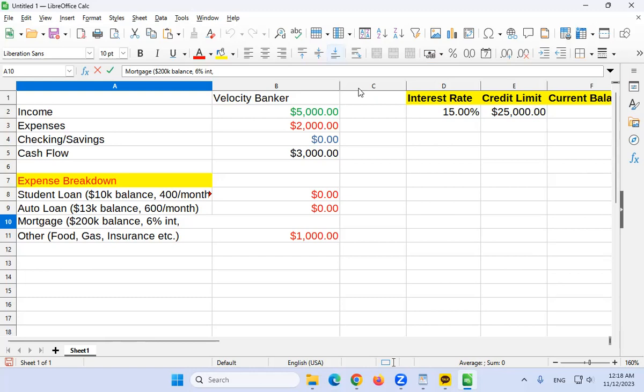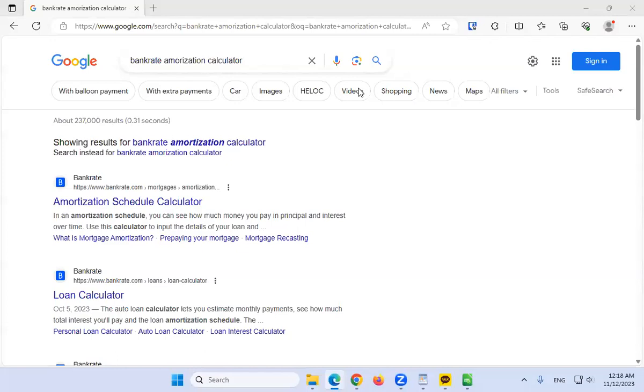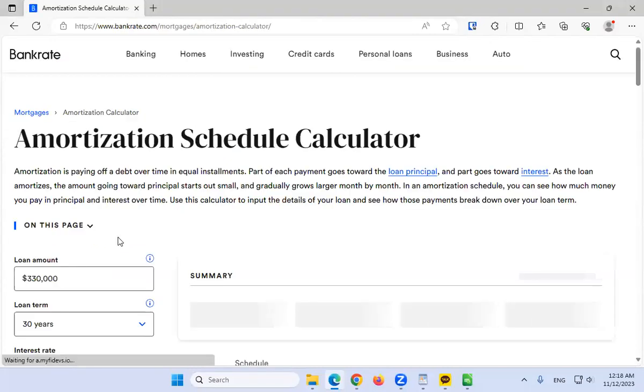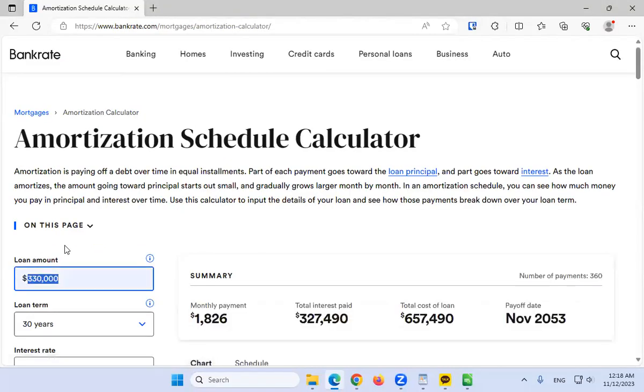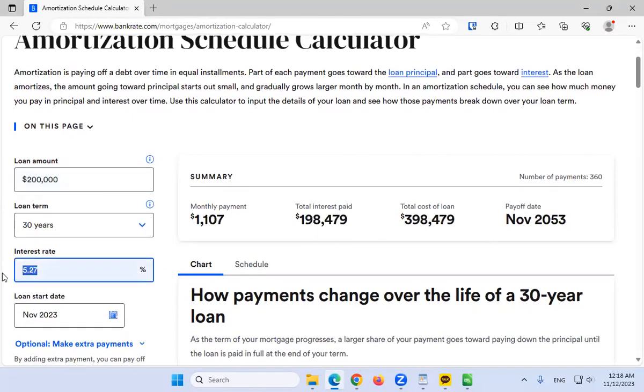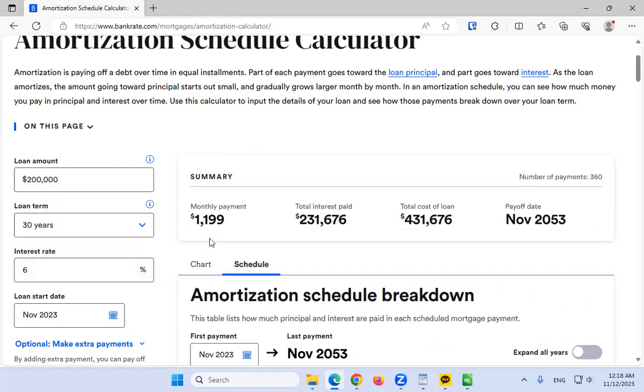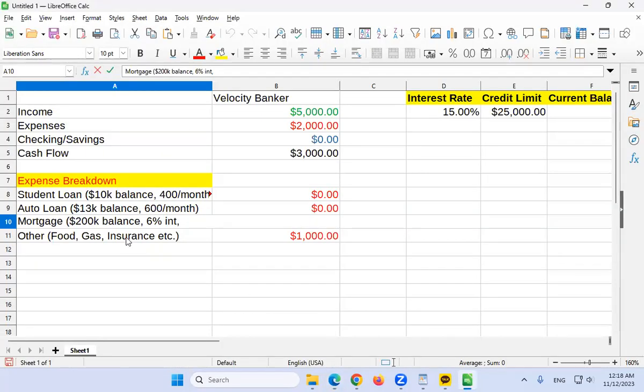Bank rate amortization calculator. Okay, so we get this here, and then go to 100,000, 6%, and now we have to pay about 1,200 a month. Now, question for you all: how long? So let's say 1,200 a month.